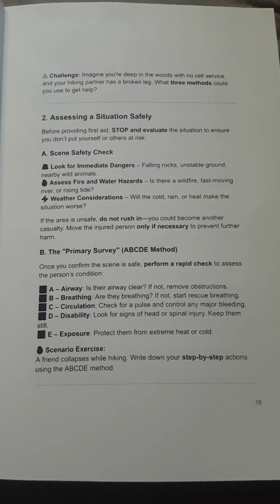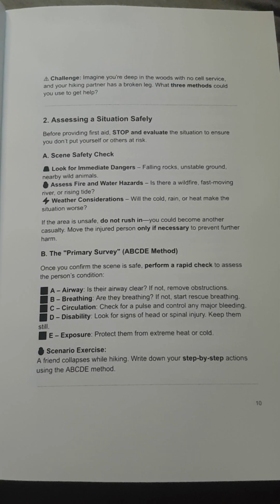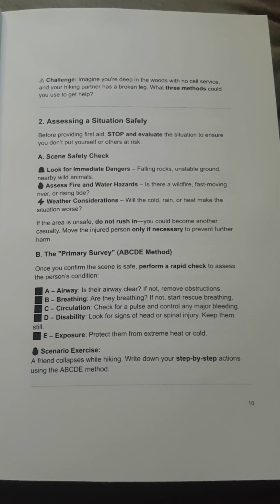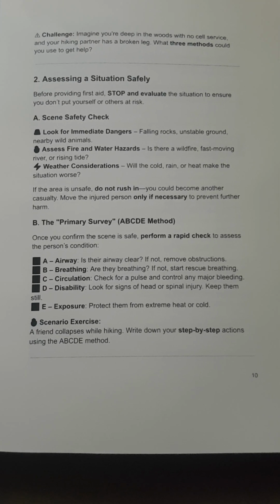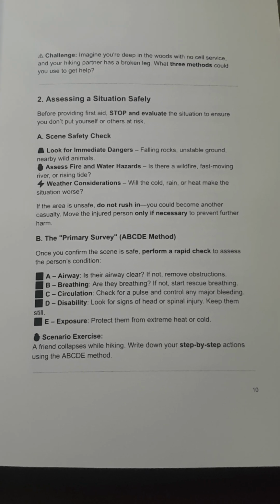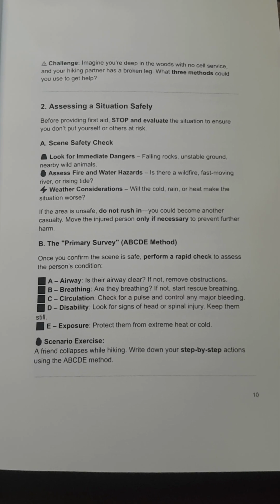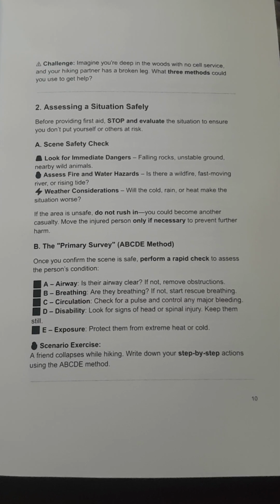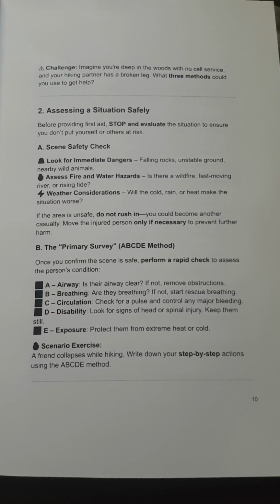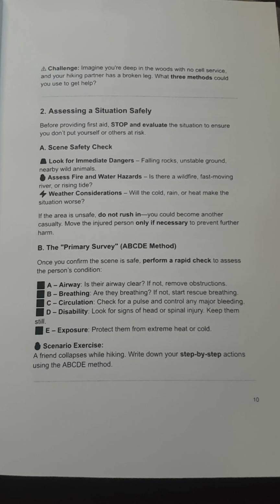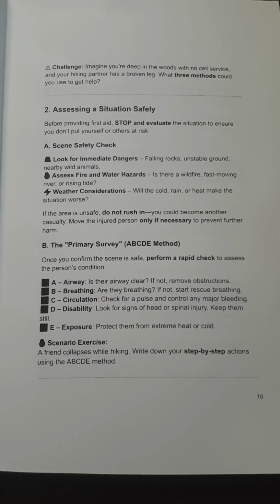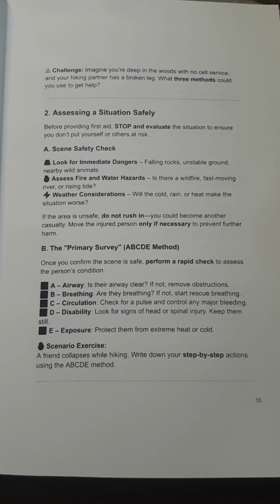The primary survey, ABCDE method. Once you confirm the scene is safe, perform a rapid check to assess the person's condition. A, Airway. Is their airway clear? If not, remove obstructions. B, Breathing. Are they breathing? If not, start rescue breathing. C, Circulation. Check for a pulse and control any major bleeding. D, Disability. Look for signs of head or spinal injury. Keep them still. E, Exposure. Protect them from extreme heat or cold.